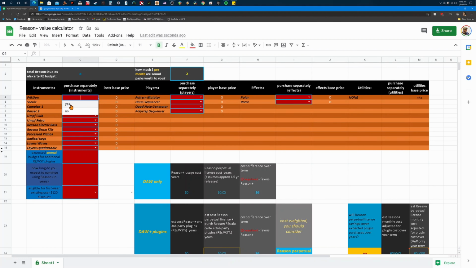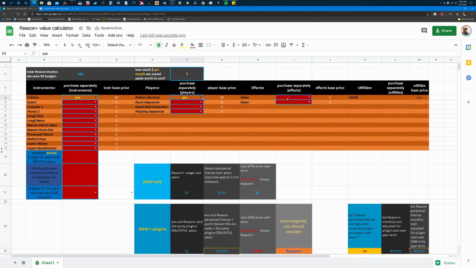So I'm going to say friction, yes. I'm just going to do this kind of how I would myself. Okay, I have all this. I have Reason Suite, so I don't need most of this stuff. Pattern mutator I would like to get. And I think that's it. Yeah, I have all the rest of the stuff. And for the notes, you don't have to fill these out if you don't want. So that's that section.